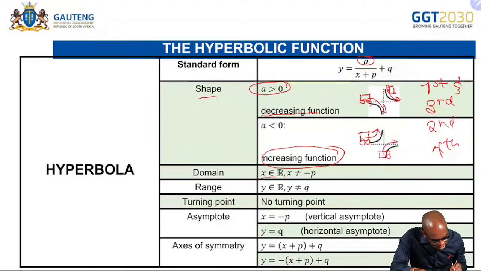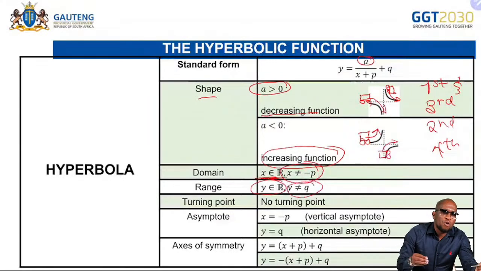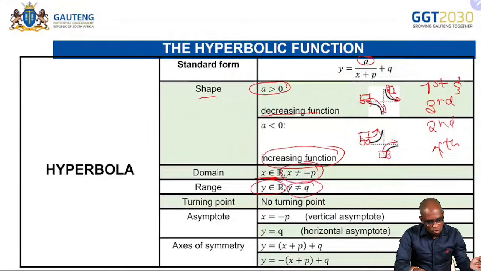That is why we are saying with the domain, the graph is defined for all real numbers except p, so except the value of the asymptote. The range as well, y is defined for all real numbers, but the graph is not defined on the asymptote. So we see that now our function is defined for all real numbers, just like the straight line, excluding the asymptote for the domain and also for the range. Now this graph has no turning point.